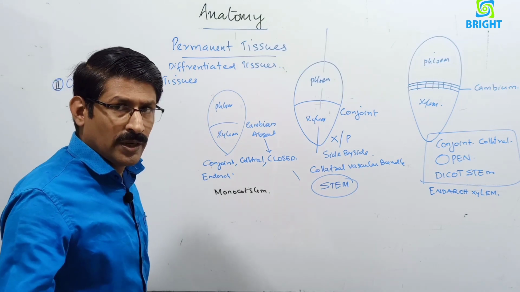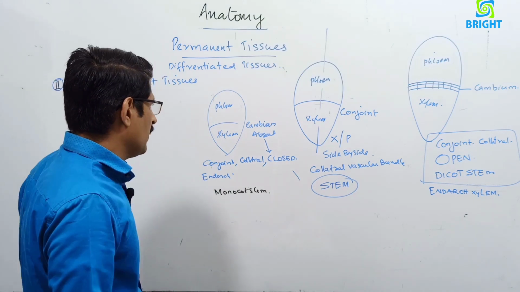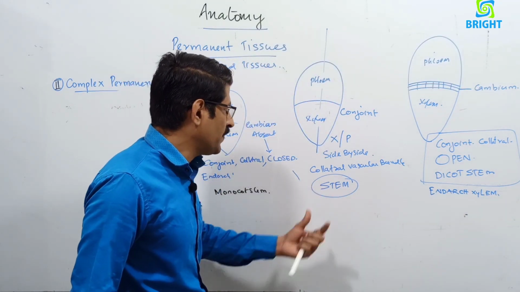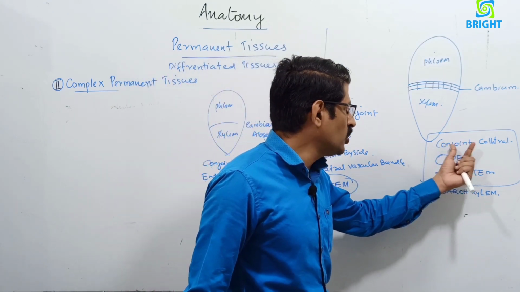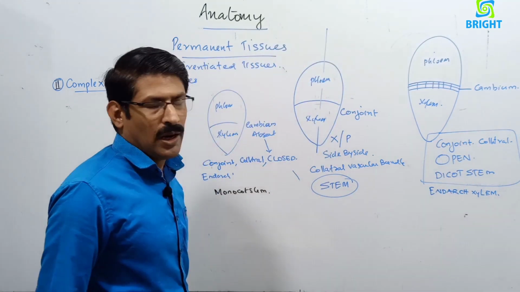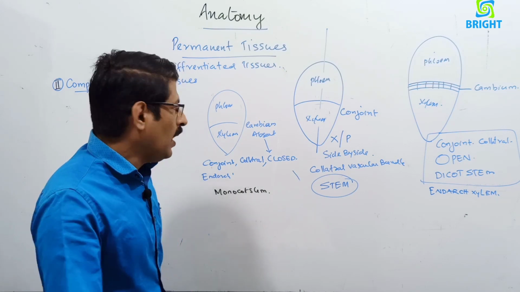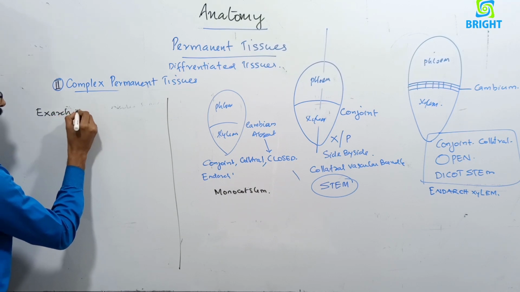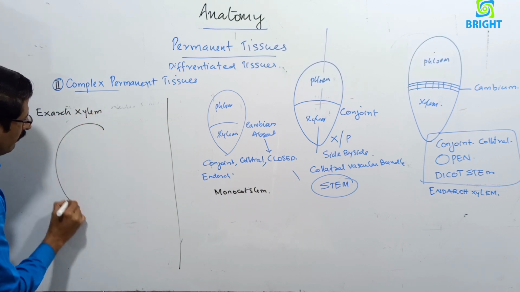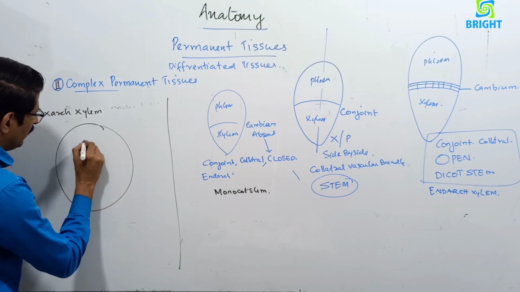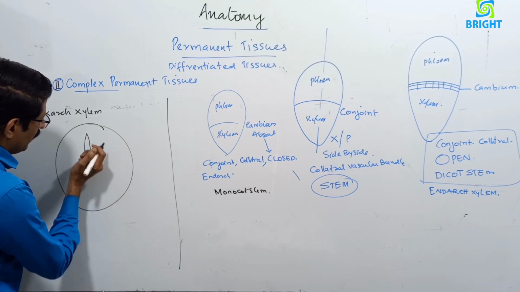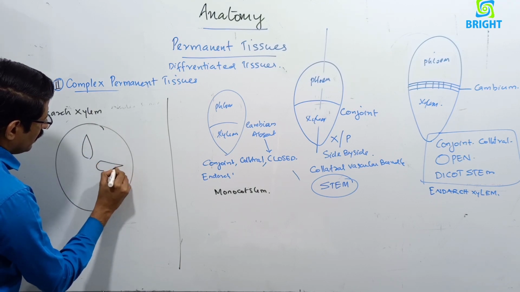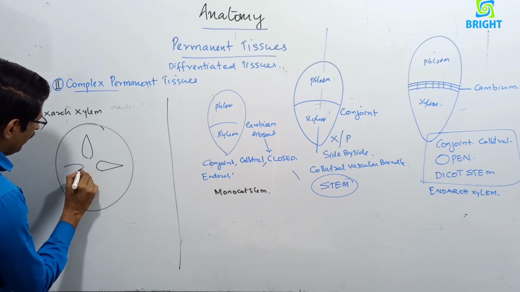And monocot stem we already studied. Phloem parenchyma is absent. So endarch xylem is a characteristic of stem, and it is with conjoined collateral open, conjoined collateral and closed vascular bundle. And in the case of roots, exarch xylem is present, and when we take the pith, the stellar region, this is the xylem with exarch arrangement. One xylem, second xylem, third xylem and fourth xylem.